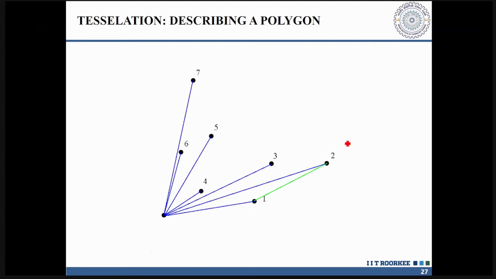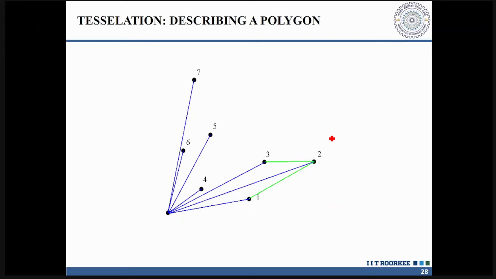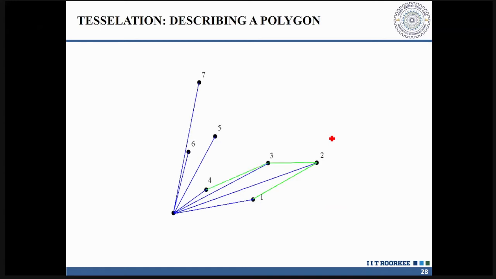Fine. Now you are at 2, at this particular point. You have to move towards which point? 3. You are making a turn in this direction. Which turn is it? Left turn, good turn. You are at 3. You have to move towards 4. It is again a left turn.